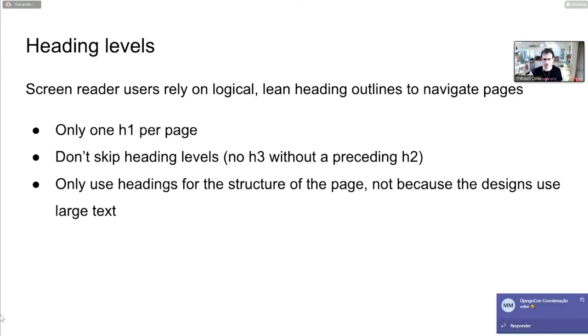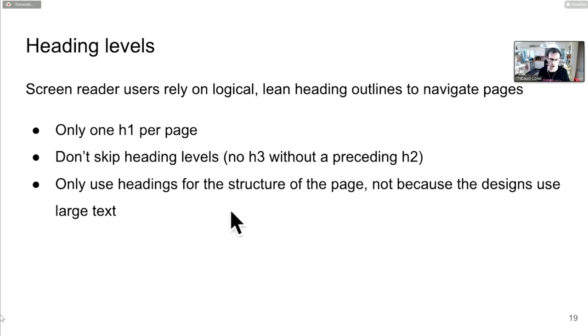So H1, 2, 3, 4, 5 in HTML. Screen reader users rely on this to follow a logical sequence for them to navigate the page without having to go through it all top to bottom. So briefly, what you need to be aware of is one H1 per page. Don't skip any levels. Only use headings for the structure of the page, not just because the designs have larger text here and there.